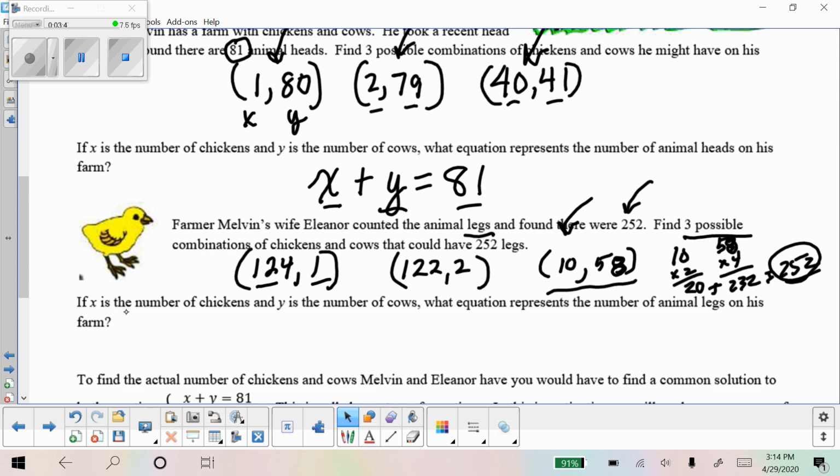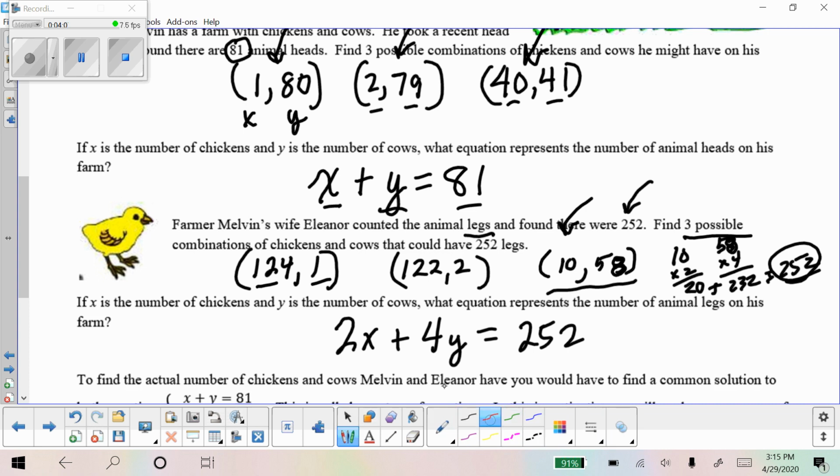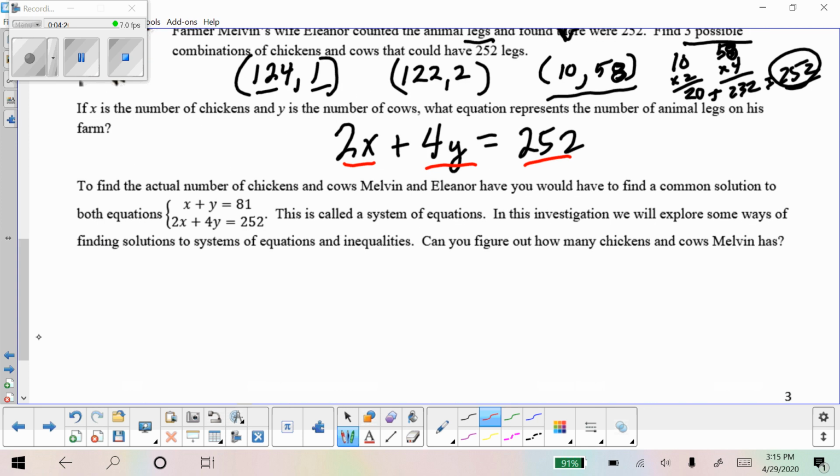So if X is the number of chickens and Y is the number of cows, what equation represents the number of animal legs on this farm? Think about that, write down your answer, pause now, and then come back and see if you got it right. If you were thinking that you would multiply the number of chickens times 2, X is the number of chickens, remember, plus the number of cows times 4 to get the total number of legs, which equals 252, you are correct.